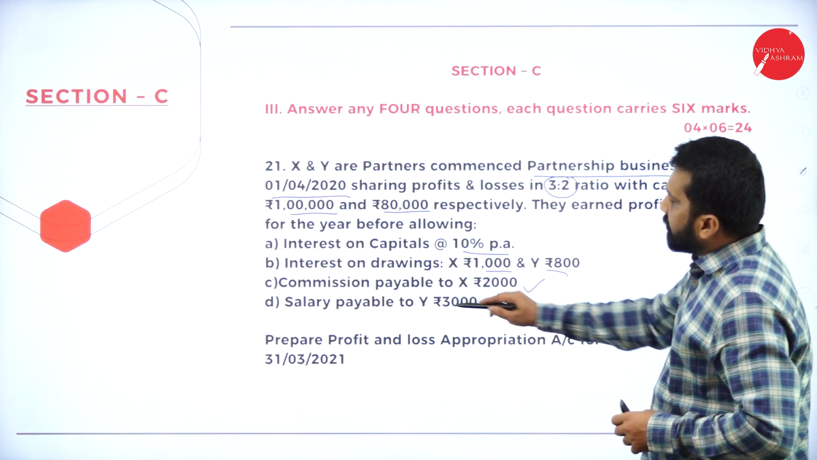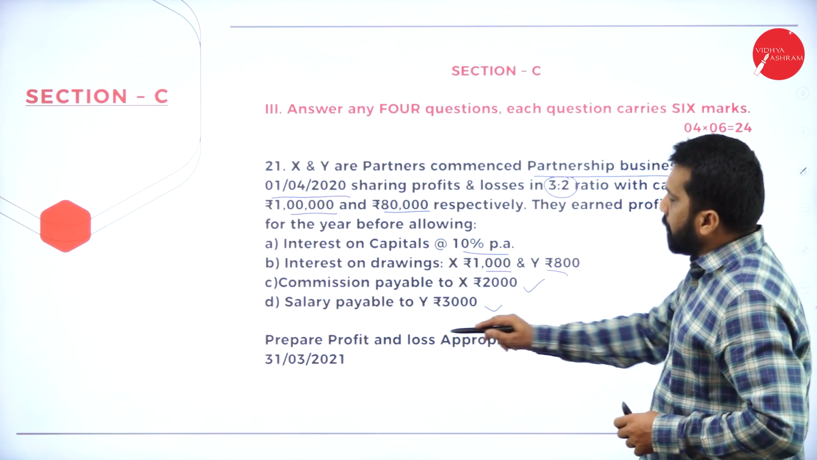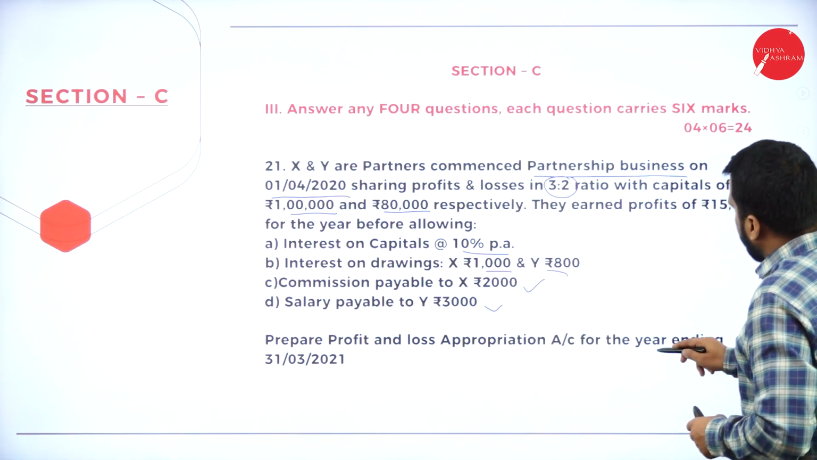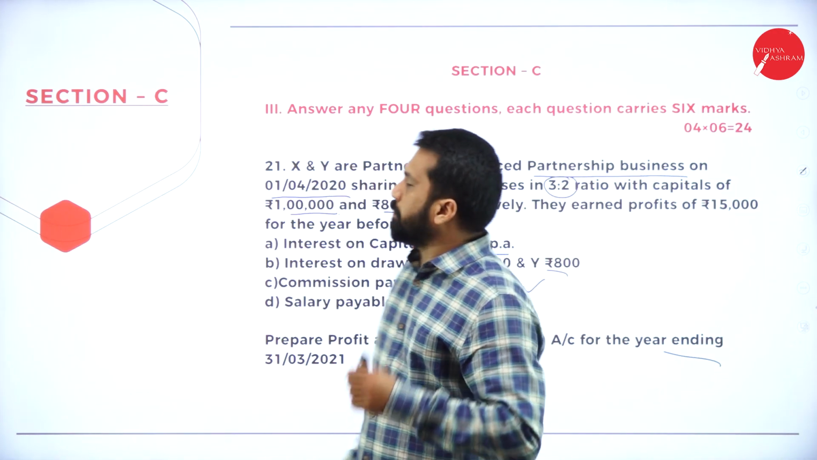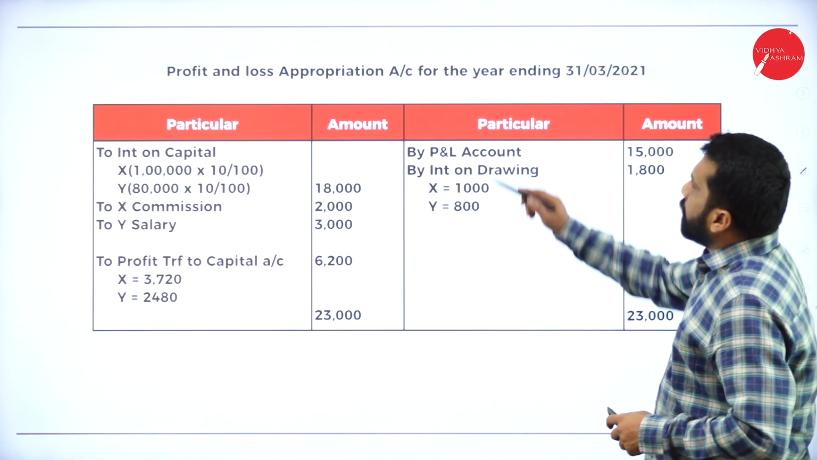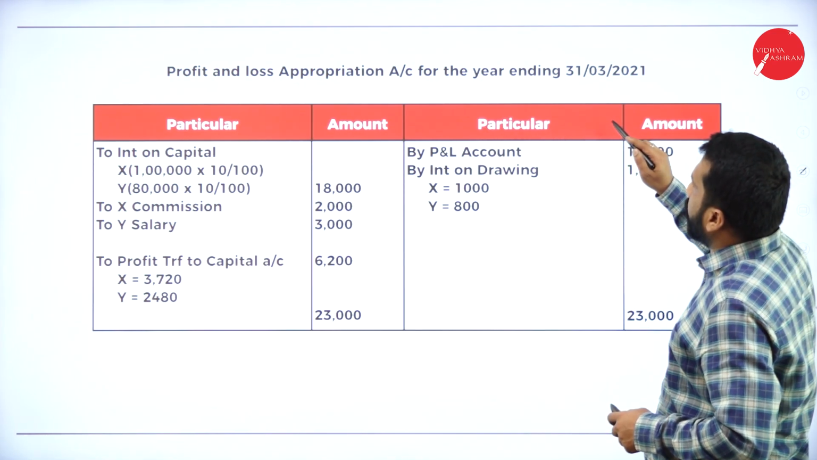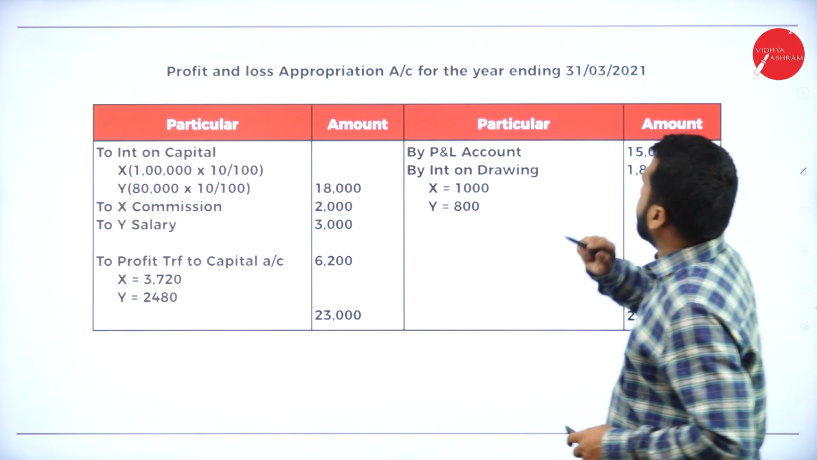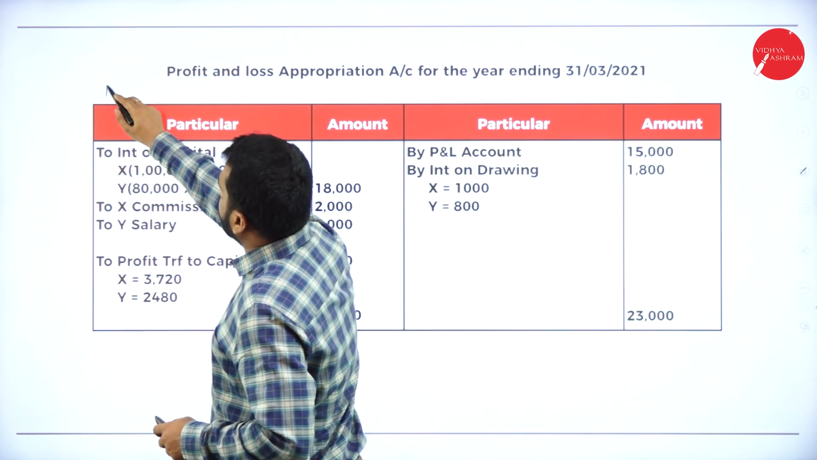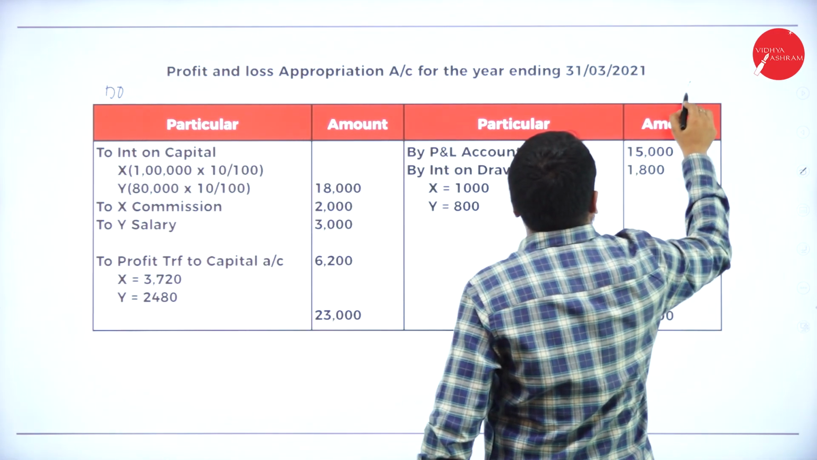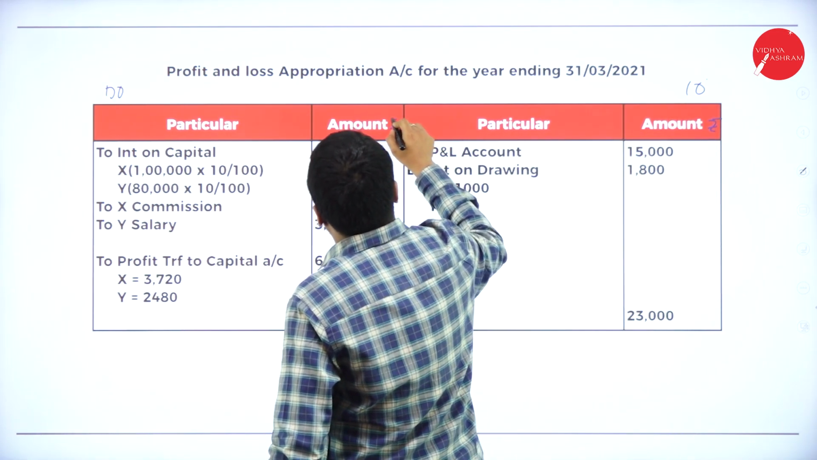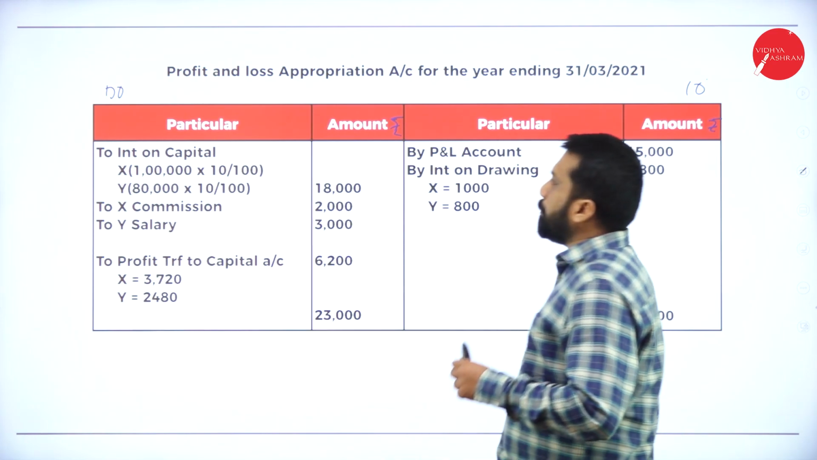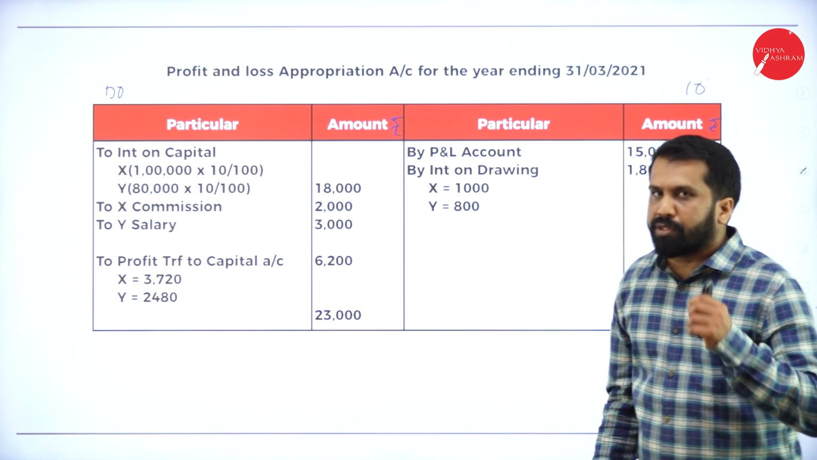Commission payable 2,000, salary payable 3,000. Prepare profit and loss appropriation account for the year ending 31st March 2021. Here you have to mention debit and here you have to mention credit. Amount in rupees, amount in rupees. These are the basic things you are supposed to follow.